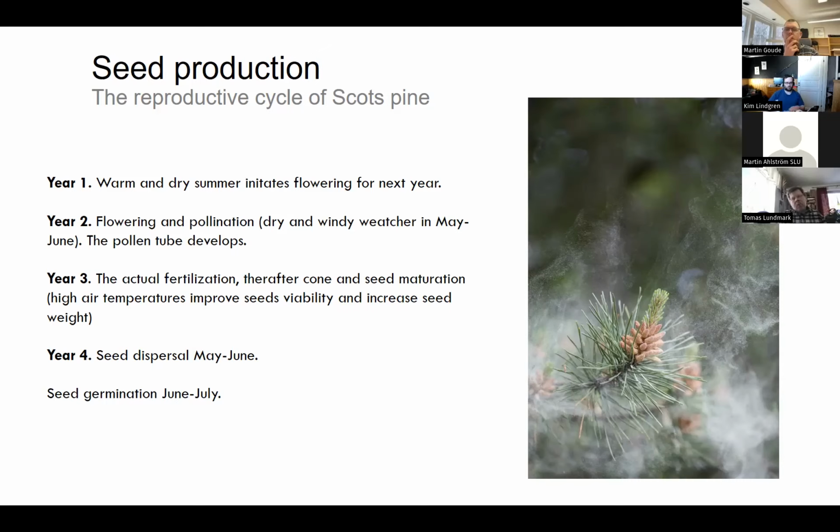So the effect of this dry summer in 1994 is actually seen after 4 years. That's why it's a little bit postponed in time. So that could be one explanation of what was observed in Lineberg.